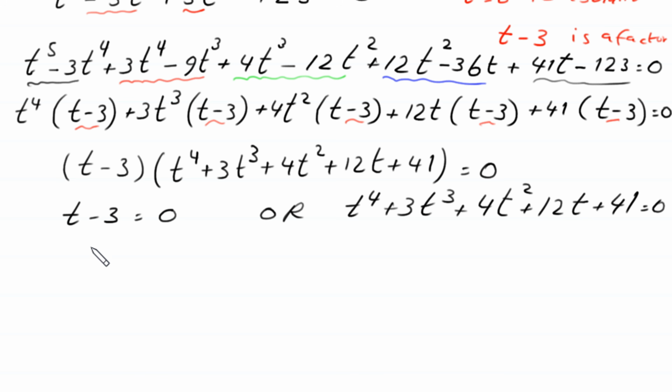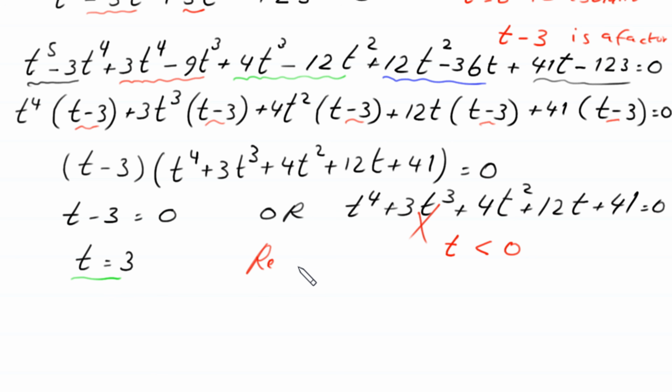From this equation we get the value of t is equal to 3, and for this equation, since t is less than 0, we reject this solution and we accept only this value of t, 3.